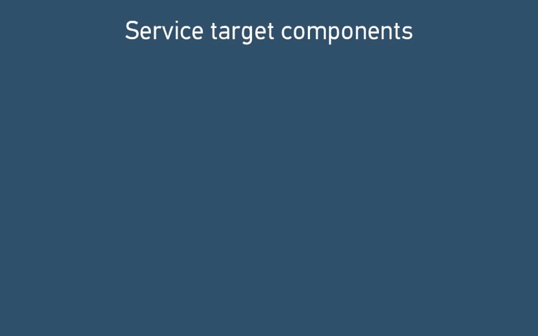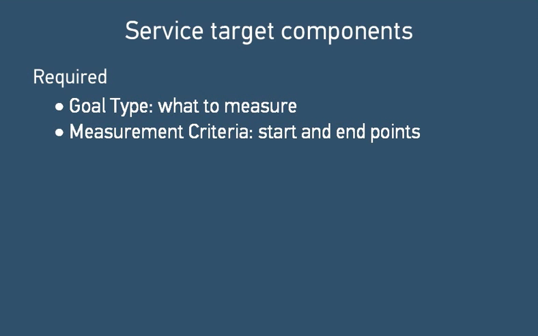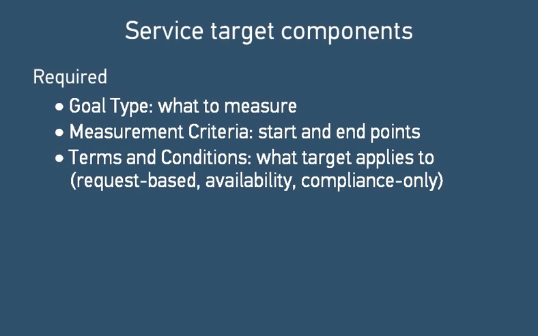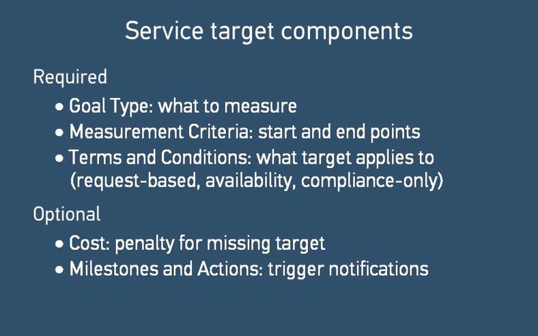A service target must contain the following components: a goal type, which determines the kind of data to be measured for the target, measurement criteria, which determine when measurement starts and ends, and for request-based, availability, and compliance-only targets, terms and conditions that determine which objects the target applies to. Terms and conditions are expressed as a qualification. For example, the qualification might select change requests at a given location. A target can also contain optional components such as a cost to be incurred when the goal is not met and milestones that trigger notification actions before the goal arrives.